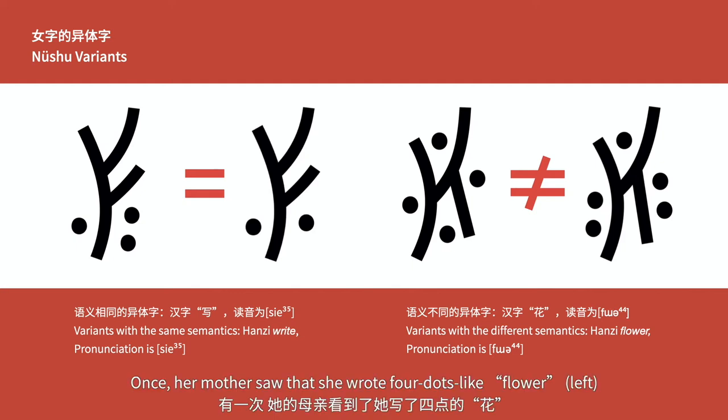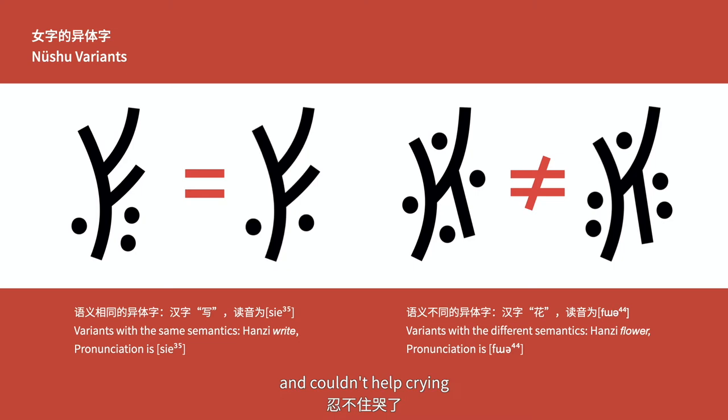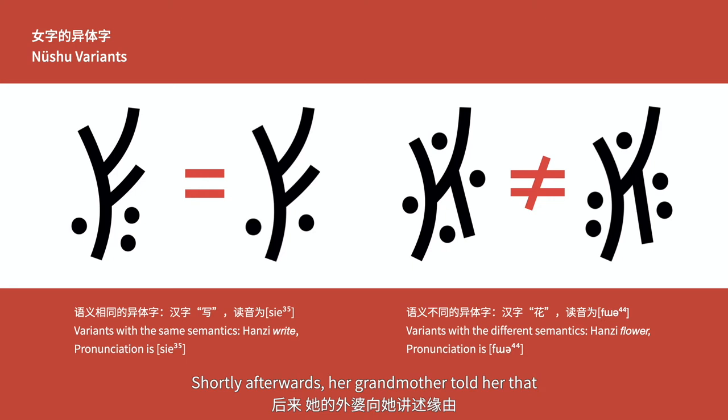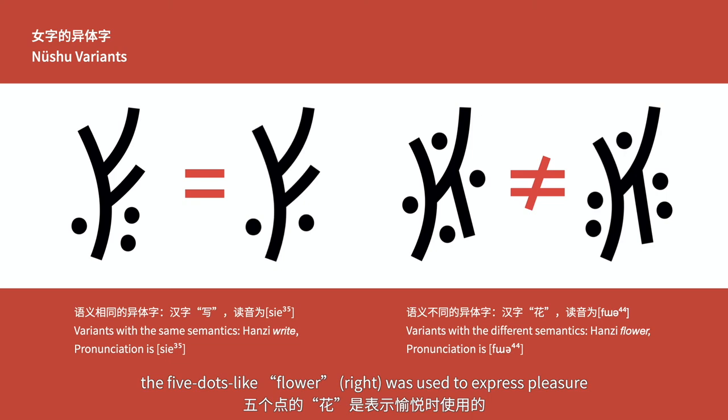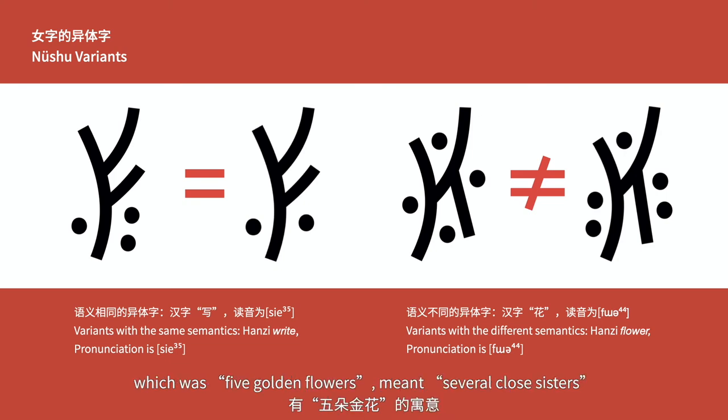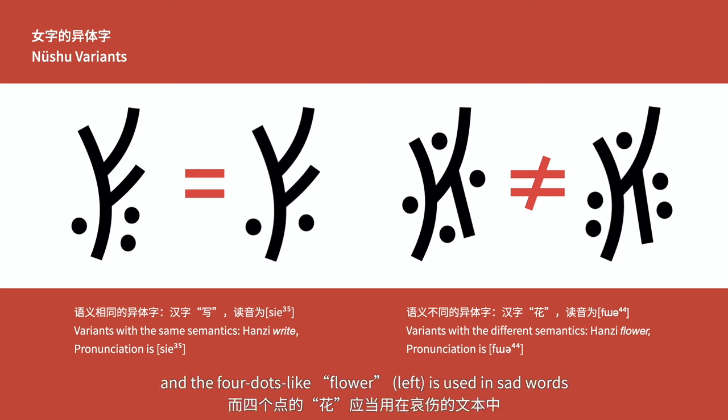Once, her mother saw that she wrote four dots like flower and couldn't help crying, but her mother was reluctant to explain why. Shortly afterwards, her grandmother told her that the five dots like flower was used to express pleasure, which was five golden flowers meant several close sisters, and the four dots like flower is used in sad words.